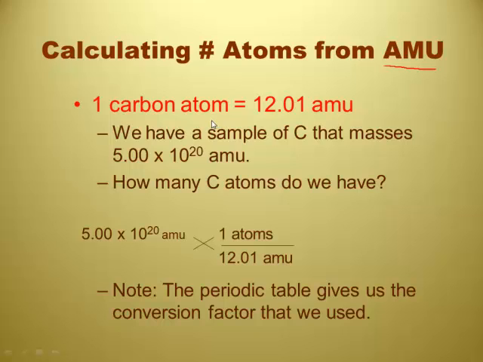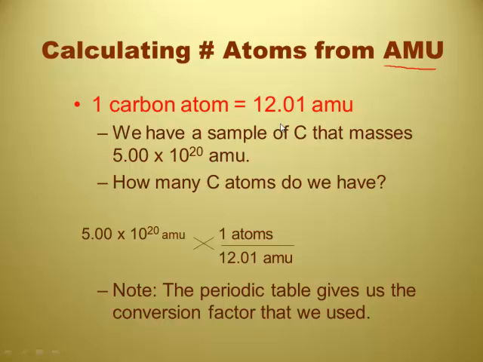So that very first line in red, one carbon atom is equal to 12.01 AMUs, is the conversion factor. Matter of fact, we could get a conversion factor for any element on the periodic table we want. One hydrogen atom would weigh 1.01 AMUs. Of course, you don't get hydrogens in single atoms, so one hydrogen molecule would be 2.02 AMUs.